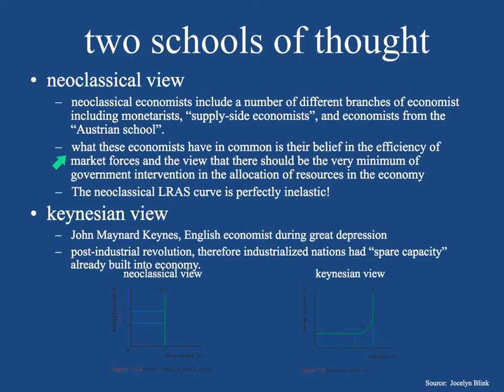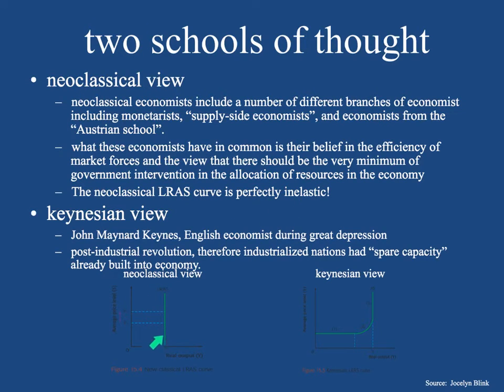And what these economists have in common is their belief, listen to this closely, in the efficiency of market forces and the view that there should be the minimum of government intervention in the allocation of resources in the economy. Okay? And another layer to put in there, and you don't have to have a full understanding of this right now, it'll come, is that the neoclassicals believe in the long run aggregate supply curve is perfectly inelastic.